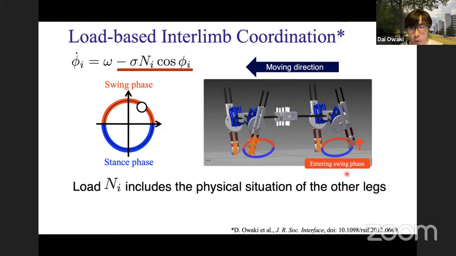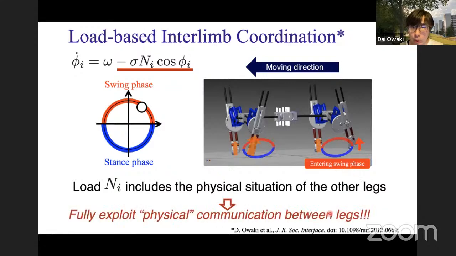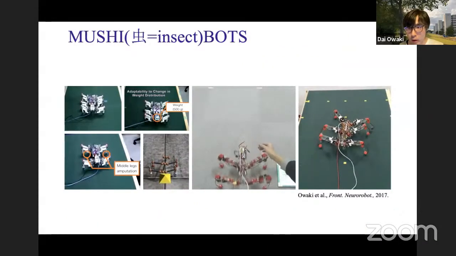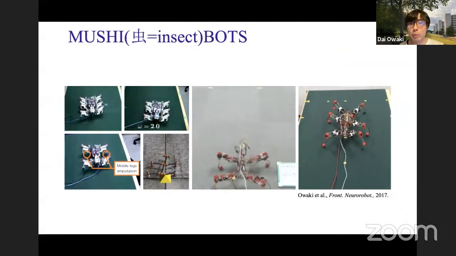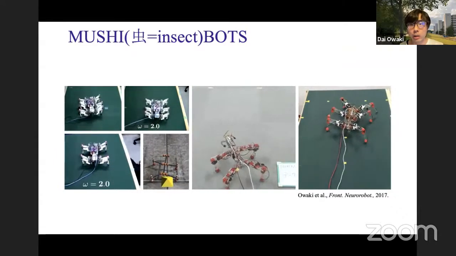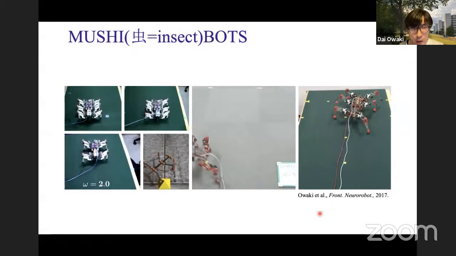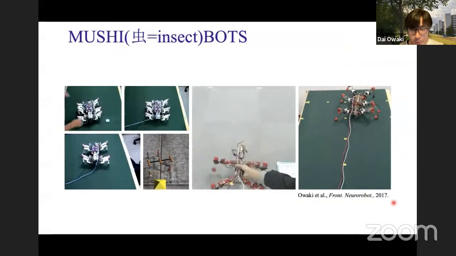This is an important point, which enables the model to fully exploit physical communication between leg movements without direct coupling between oscillators, unlike most previous CPG models that exploit interleg neural connections. And based on similar load-dependent interleg coordination, we have reproduced various kinds of insect-like hexapod locomotion in the robot, as shown here. If you're interested, please see our papers.